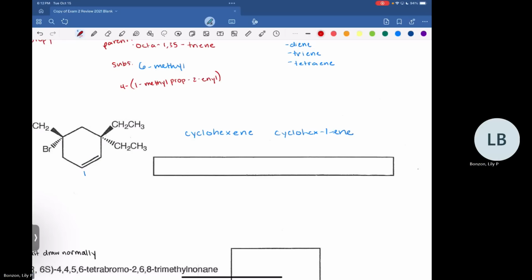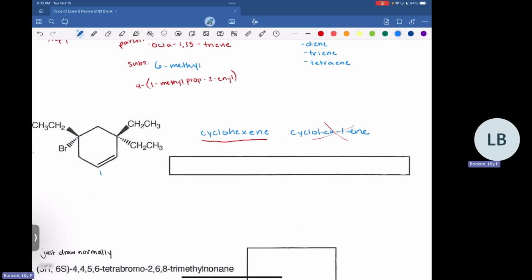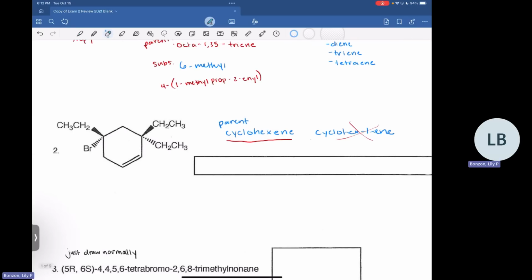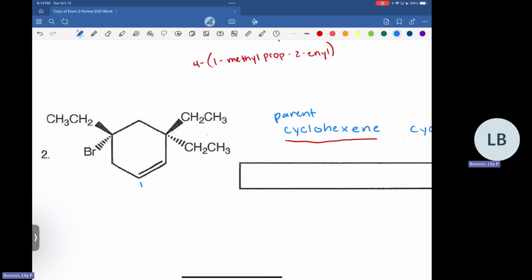So cyclohex-1-ene would be considered wrong. And it's just because if there's only 1 in the structure, then it's kind of assumed that the double bond's at position 1, so it's just redundant to put the 1 in the name. So for this instance, we're just going to have cyclohexene without any numbers as our parent. And then for cyclic compounds, you have to be careful. So you could number around the ring in 2 ways.